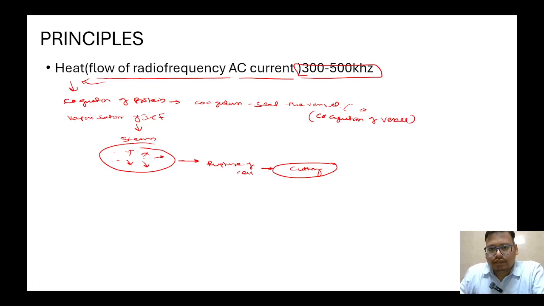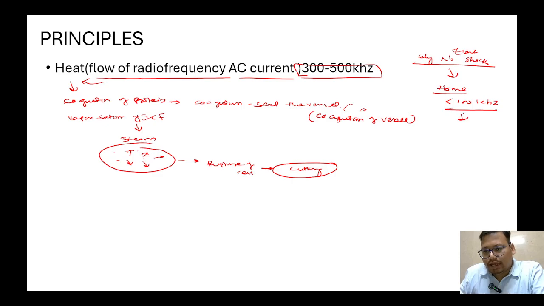Okay. Next question is, why is there no electric shock because of this generator? In our domestic use at home, usually the current comes at a very low frequency, less than 100 kilohertz. It will stimulate the neuromuscular junction. So we usually get an electric shock at home.